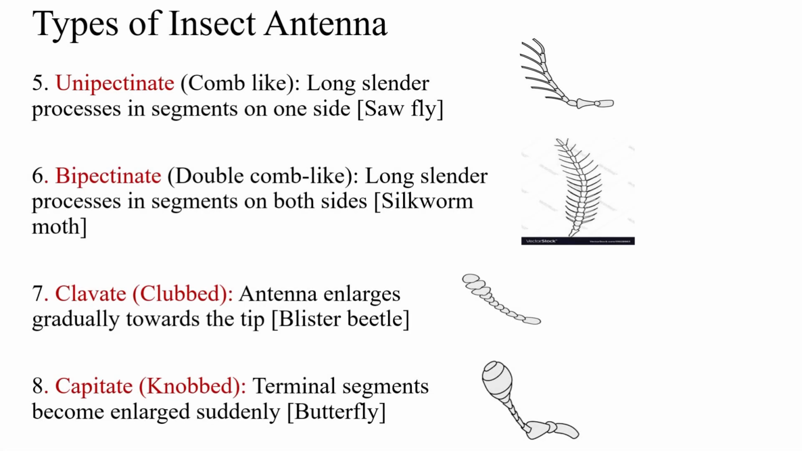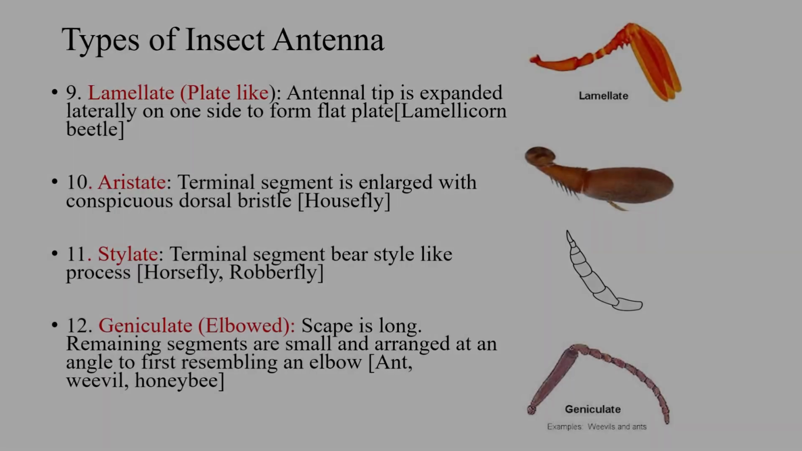And number 5, unipectinate: comb-like, with slender processes on the segments on one side. Next is bipectinate. Bi means two, meaning a double comb in one antenna, for example in the antenna of the silkworm moth. And the next is clavate. The antenna is enlarged gradually towards the tip, like a club. Next is capitate: the terminal segment becomes enlarged suddenly, for example in butterflies. And the next, number 9, is lamellate.